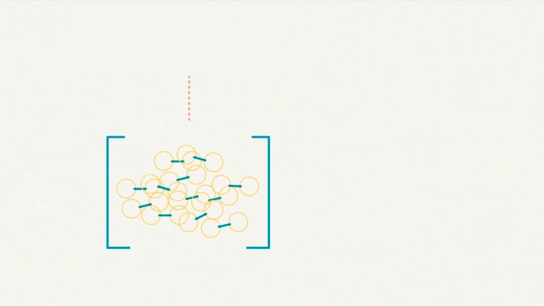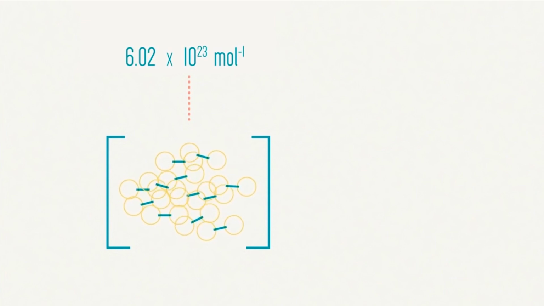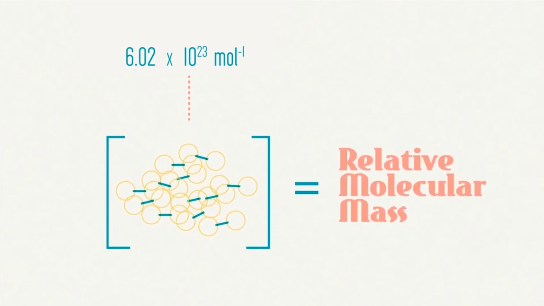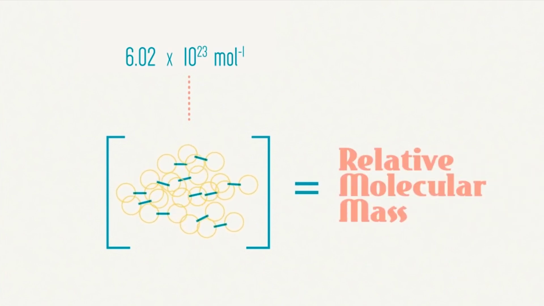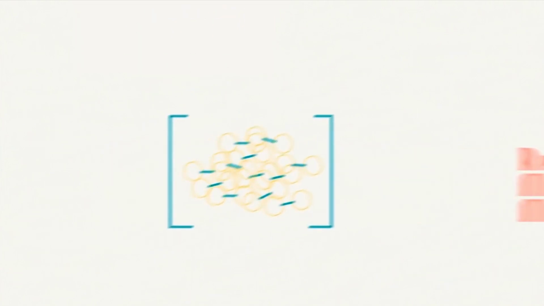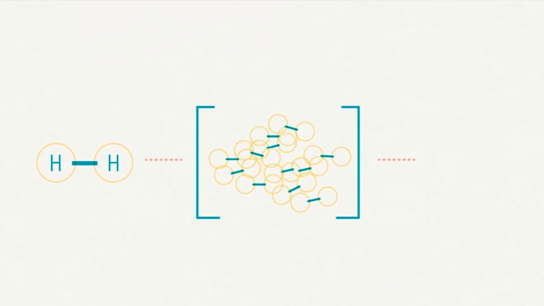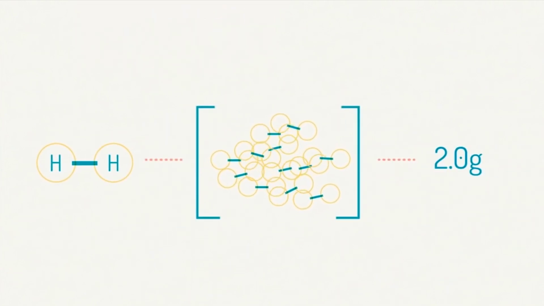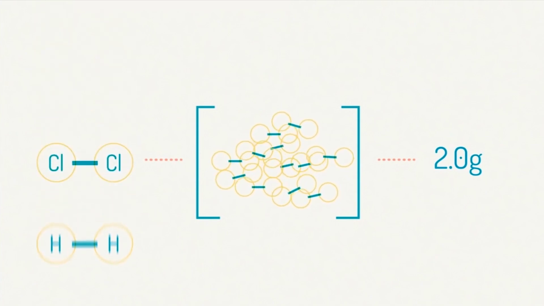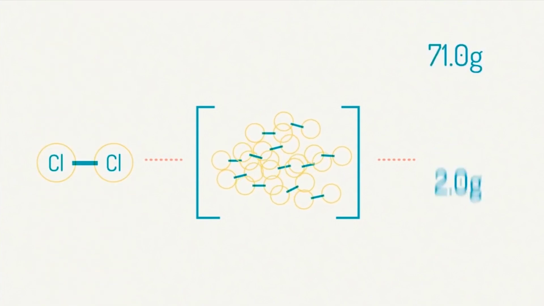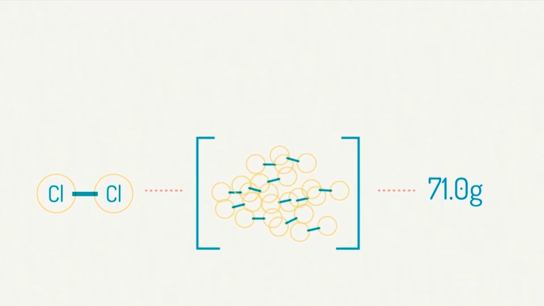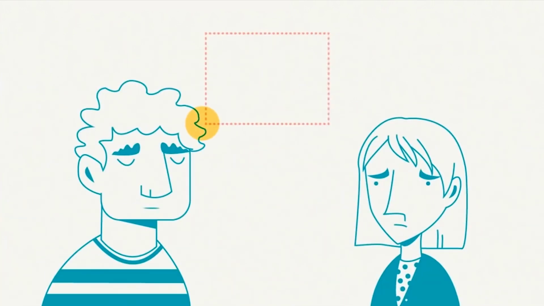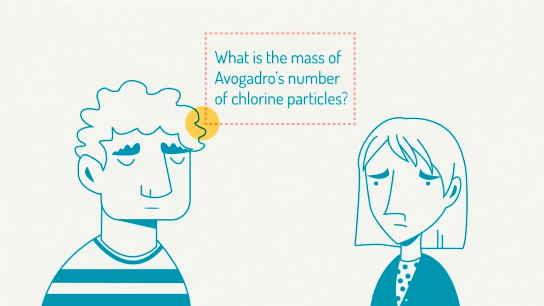So, the mass of Avogadro's number of hydrogen atoms is 1 gram, and the mass of Avogadro's number of chlorine atoms is 35.5 grams. For molecules, the mass of Avogadro's number of particles is equal to their relative molecular mass in grams. So, for example, the mass of Avogadro's number of hydrogen molecules, or H2, is 2 grams, and the mass of Avogadro's number of chlorine molecules, Cl2, is 71 grams.